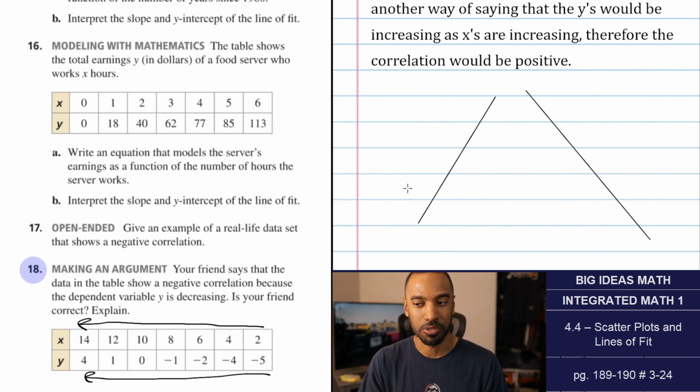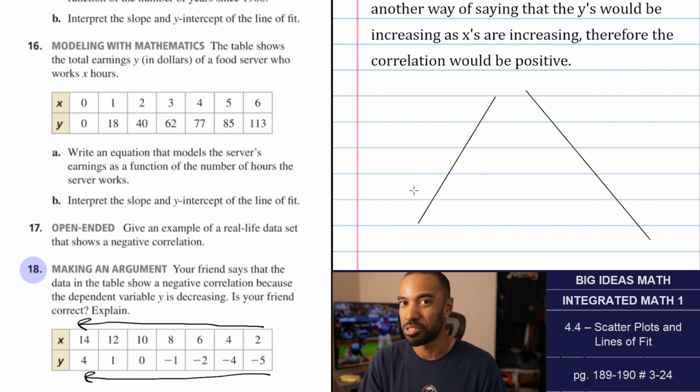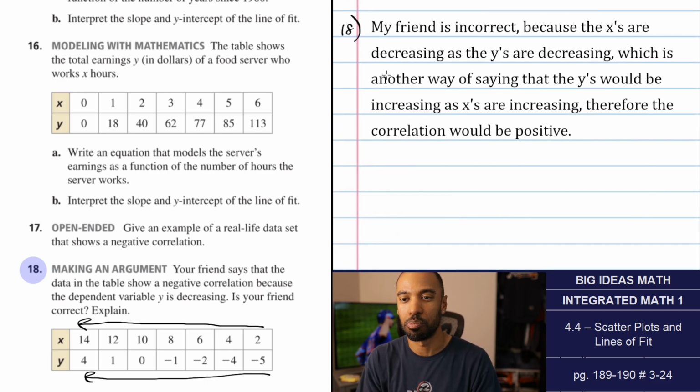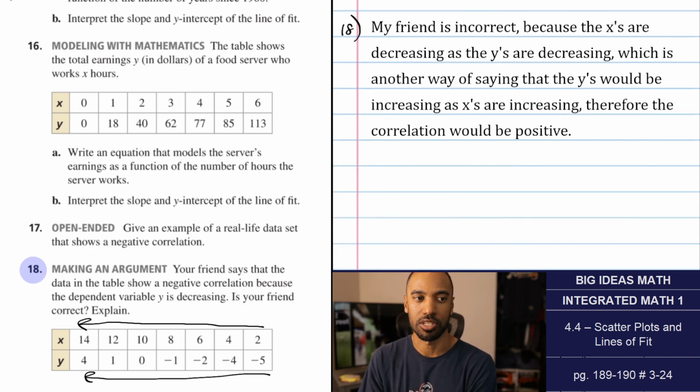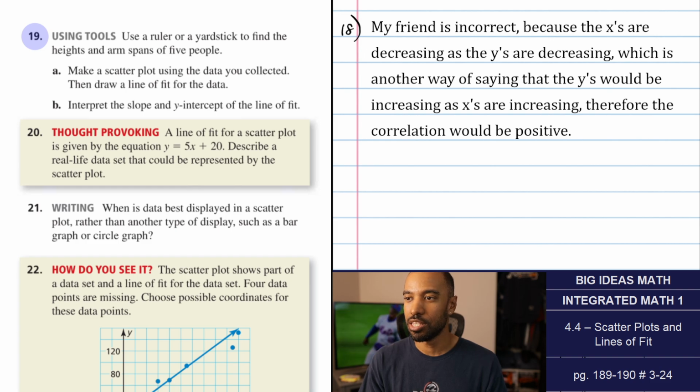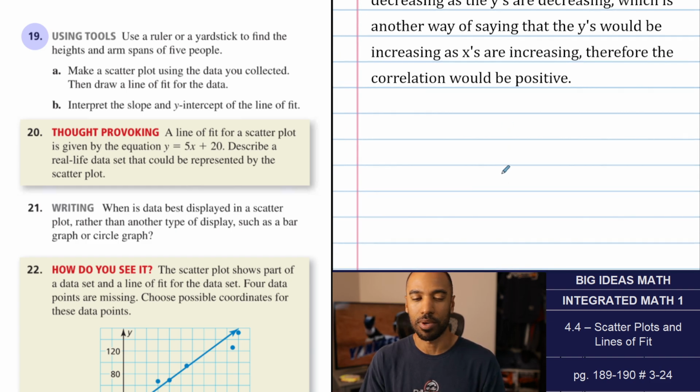This goes down as it goes left, or up and right. Up and right is positive. Down and left is also positive because it's negative over negative. So I know I'm spending more time on the problem than I need to, but I just want to make sure that it makes sense. It's not just that y decreases, it makes it negative. It's as x increases.